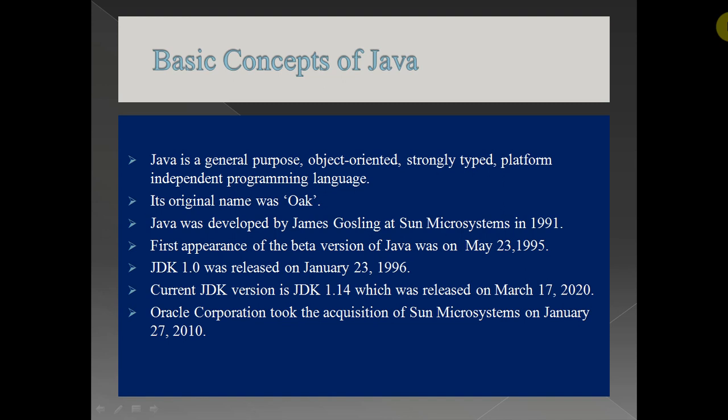Actually, what happens is that from 2010 Oracle took the acquisition of Sun Microsystems, and from 2016 onwards Oracle has taken the decision that every year two Java versions will be released. So this year the next version, 1.15, is expected to be released in September or October.